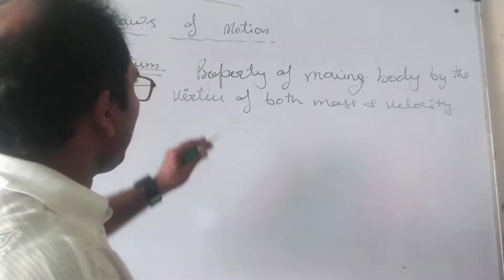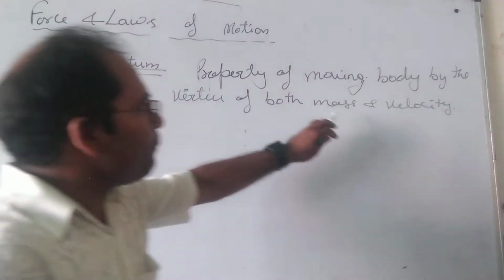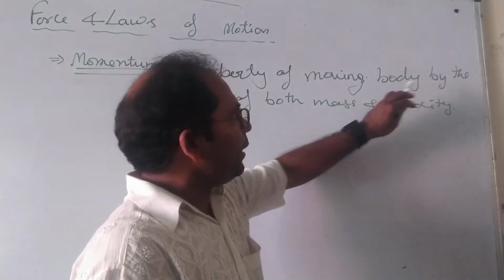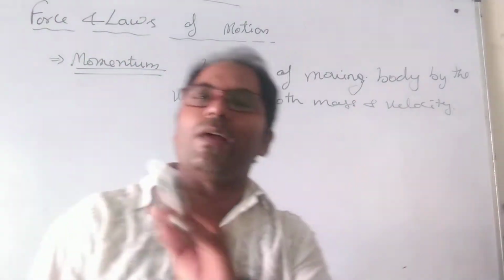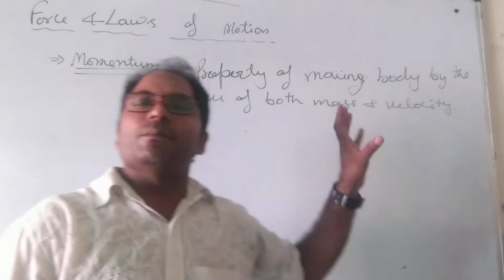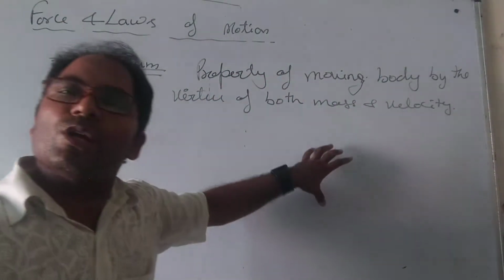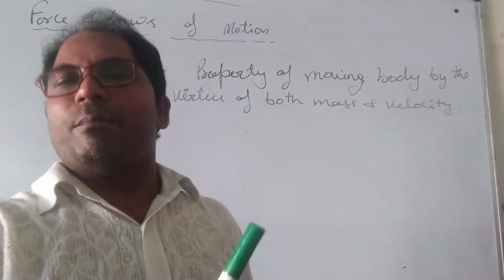I am going to give the definition. You can see: the property of a moving body by virtue of both mass and velocity. Property of a moving body by virtue of both mass and velocity means the momentum depends on the mass and the velocity of the body. How does it depend on the mass?